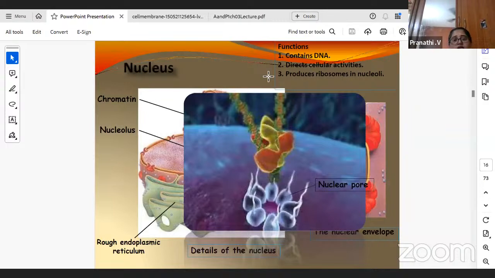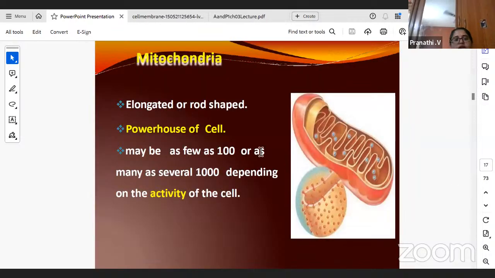So you can see over here, the nucleus has the DNA. This is the nuclear pore complex like I told you. And this is where all the cellular activities are going to take place, and then production of ribosomes from the nucleoli is going to take place.